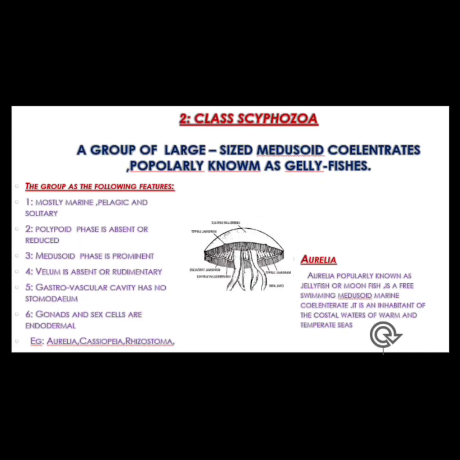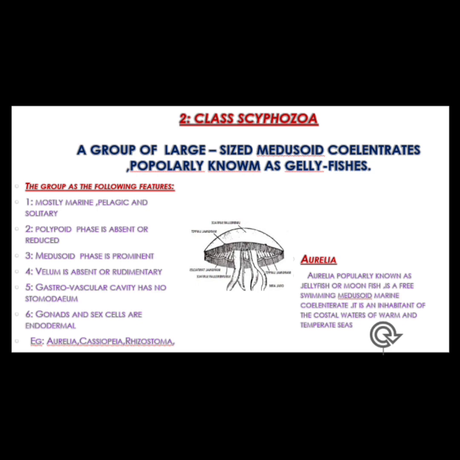Class 2, Scyphozoa, a group of large-sized medusoid coelenterates popularly known as jellyfishes. The group has the following features: mostly marine, pelagic and solitary, polypoid phase is absent or reduced, medusoid phase is prominent, velum is absent or rudimentary, gastrovascular cavity has no stomodaeum, gonads and sex cells are endodermal.